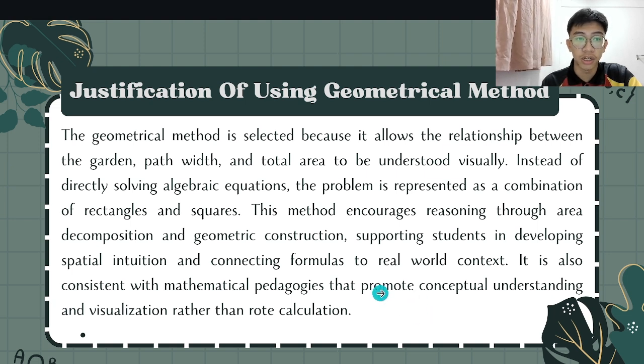My justification for this is that the geometrical method is selected because it allows the relationship between the garden, path width, and total area to be understood visually. Instead of directly solving an algebraic equation, the problem is represented as a combination of rectangles and squares. This method encourages reasoning through area decomposition and geometric construction, supporting students in developing spatial intuition and connecting formulas to real-world contexts.